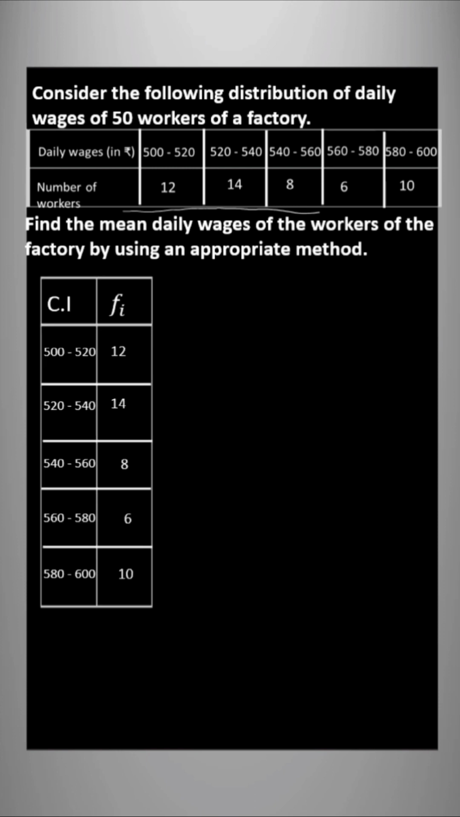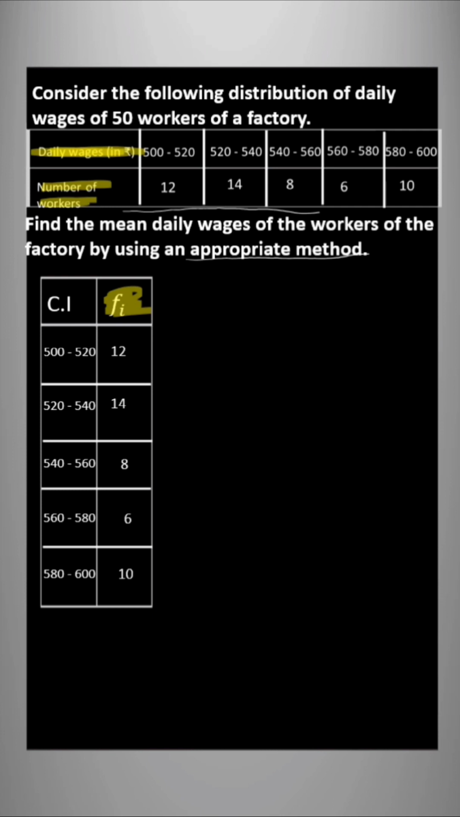First, let us rearrange this distribution table into two columns and six rows. In the first column, let us write the class interval, which contains daily wages in rupees. And in the second column, let us write the number of workers, that is frequency. So now let us continue. They have asked us to find the mean by an appropriate method. Let us find which is the appropriate, easiest method here.